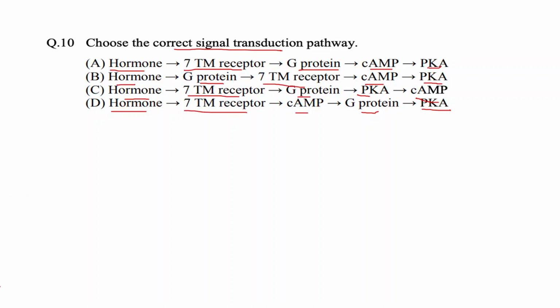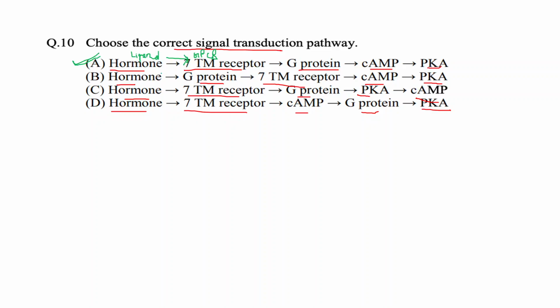The correct sequence will be option A. How? The hormone will work as a ligand here. Firstly, the ligand will go and bind to the receptor, as in the first stage of cell signaling; we have seen that the ligand should bind to the receptor. So the ligand will be your hormone and it binds to the 7 transmembrane receptor, that is the GPCR.